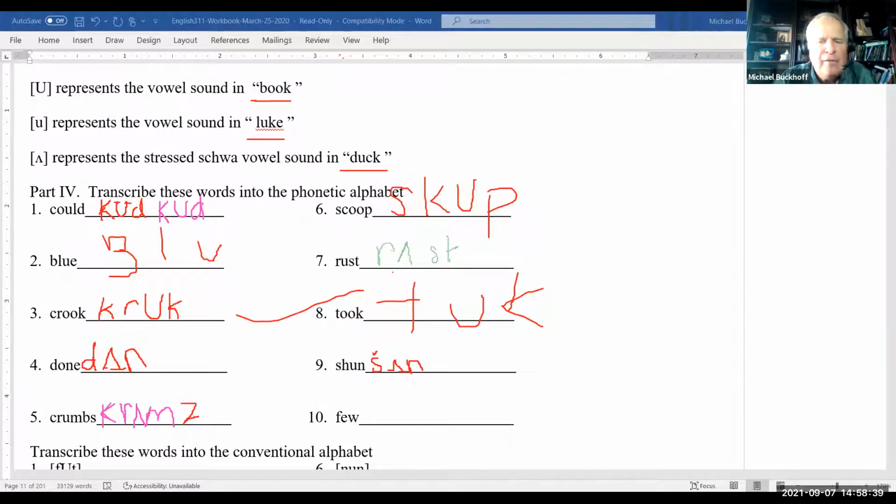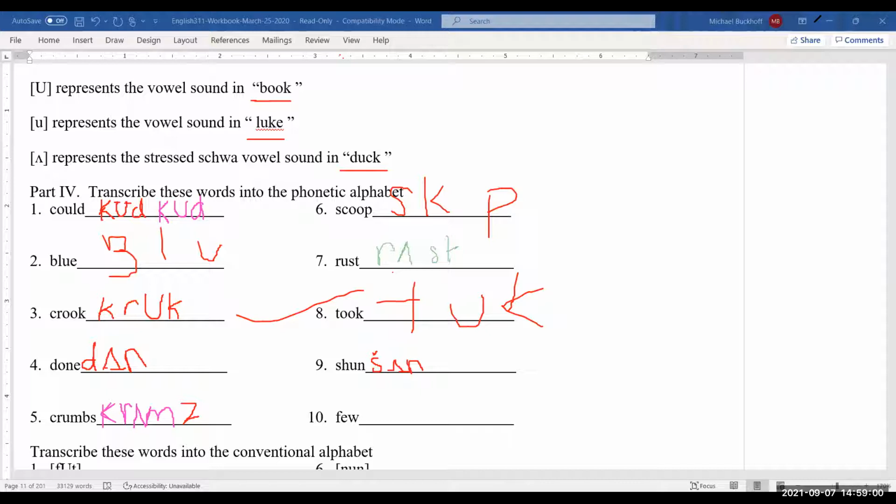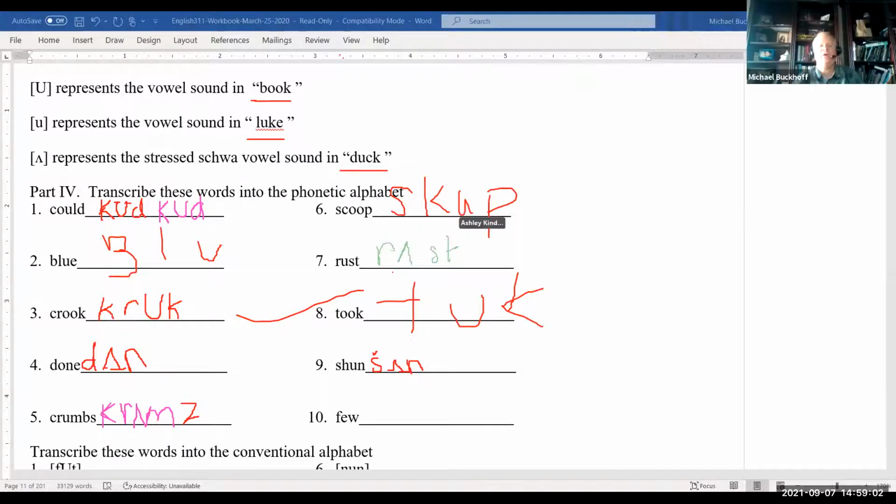We have, look at number 6. It looks like it's scoop, but I see scoop. So it's not the capital U. What is it? Or maybe that is a little u, but it's kind of throwing me off. Yeah, I think it's the lowercase u. Okay, yeah, it should be just a smaller u there. Yeah, good, Ashley, thank you.